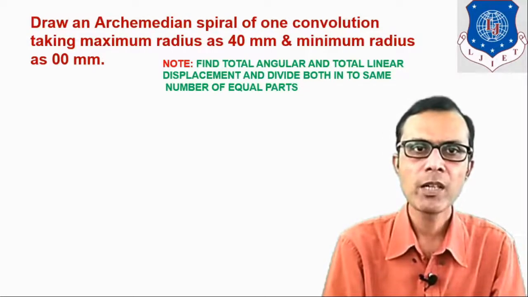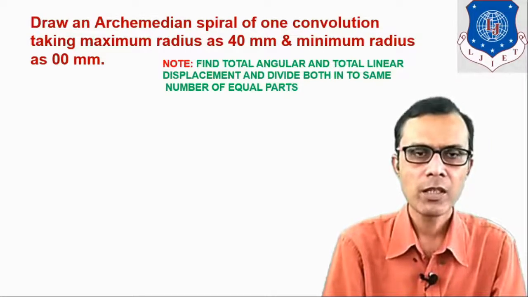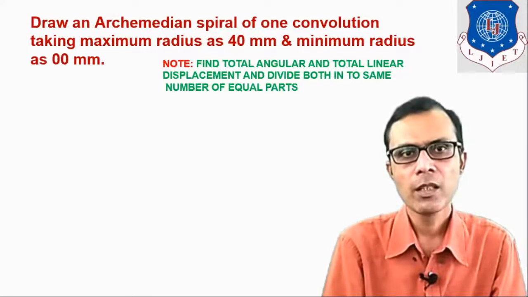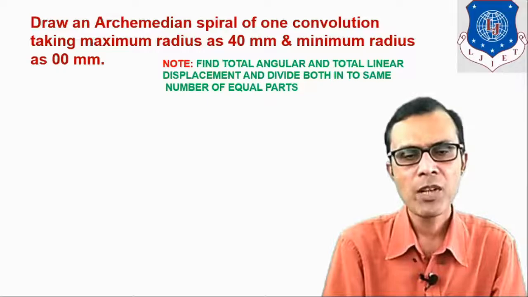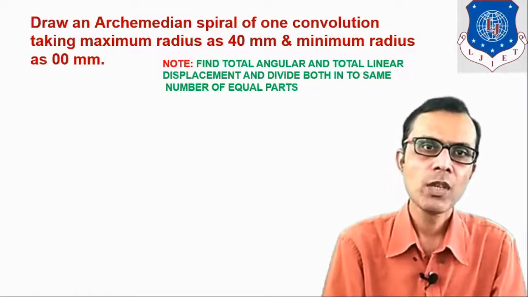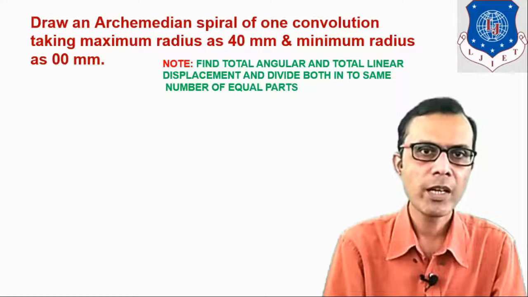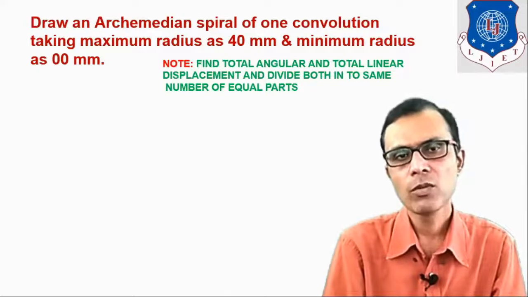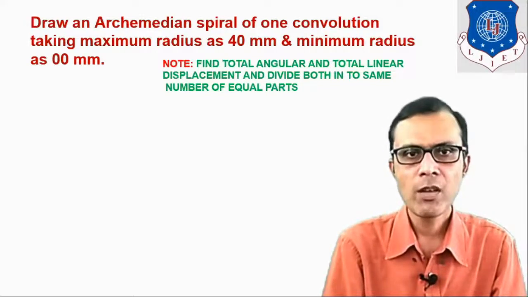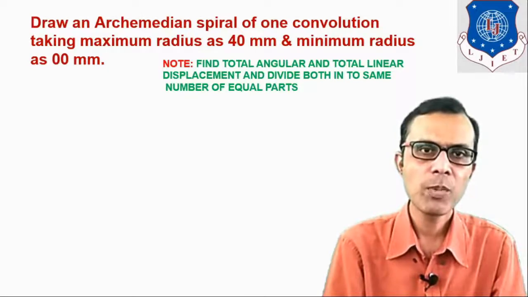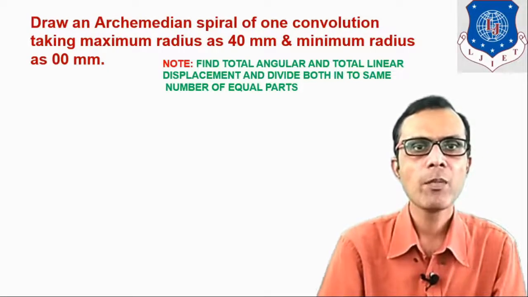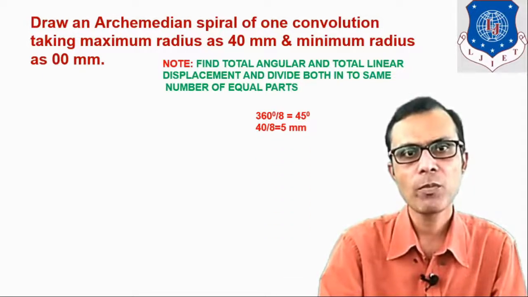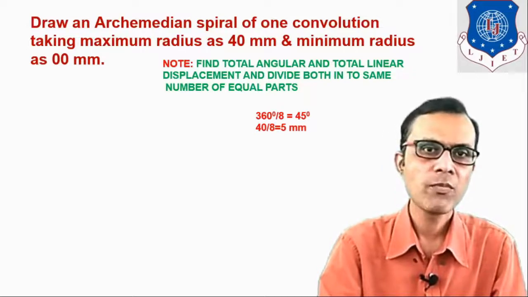One convolution means during one rotation it covers 360-degree angle. So here 360-degree angle and 40 mm dimension, we have to divide into the same number of equal parts. If we divide 360 degree into 8 divisions, then one division value is 45 degree, and as we have divided 360 degree into 8 parts, we have to also divide 40 mm into 8 equal parts. So if we divide 40 mm into 8 equal parts, one division value is 5 mm.